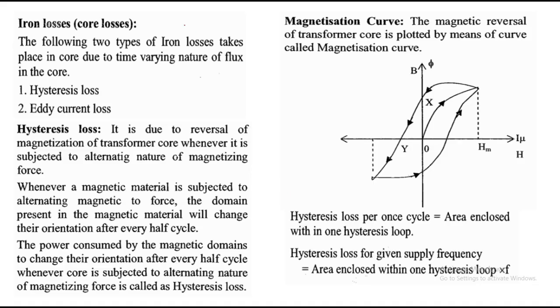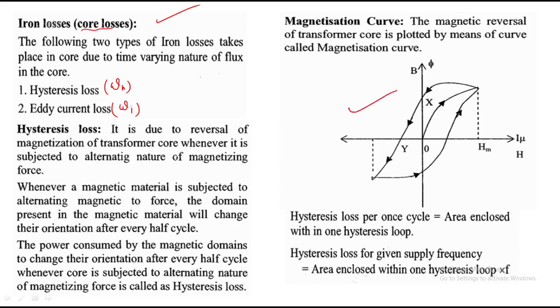So next, iron losses. These are nothing but core losses. This can be categorized into what? Hysteresis losses and eddy current losses. We all know that hysteresis loss is due to what? Due to magnetic reversal of magnetic domains when we provide an external magnetic force.